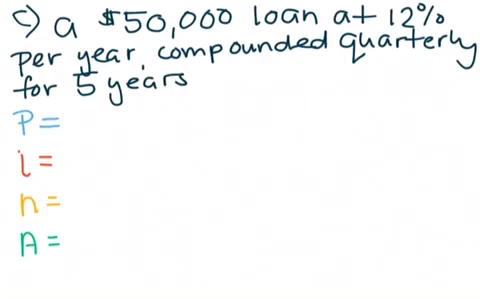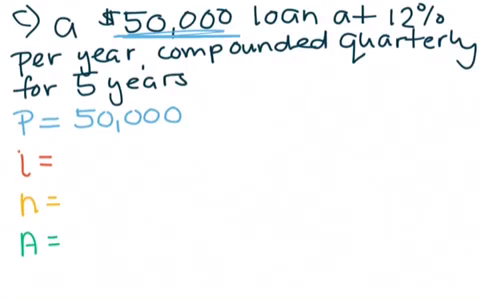Okay, first of all, P. P is the principal, or the initial amount of money we're either taking out of the bank or investing. That initial amount is $50,000. We are getting $50,000 initially, so our principal is $50,000. All right, so far so good. Now let's look for I. I, we know, is the interest rate.